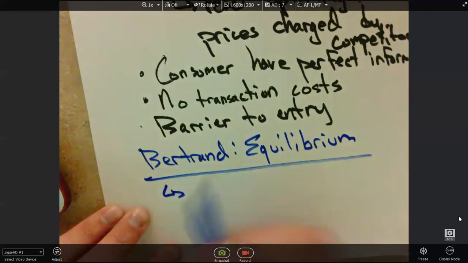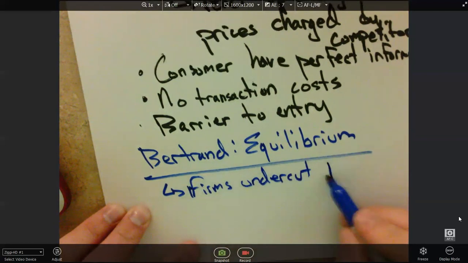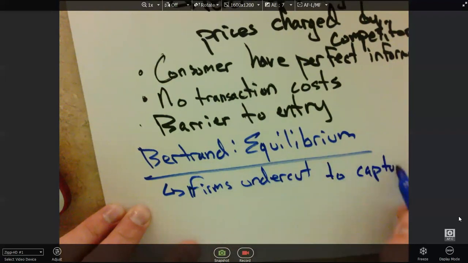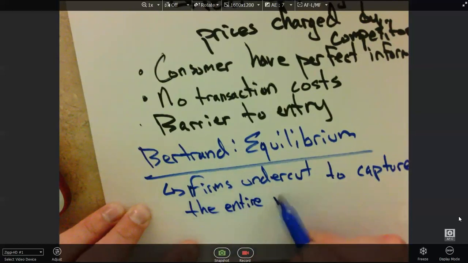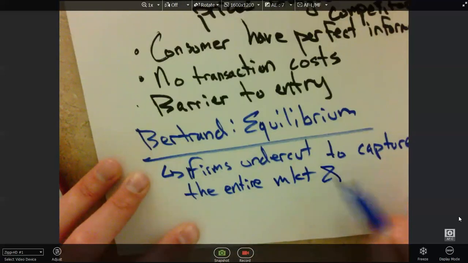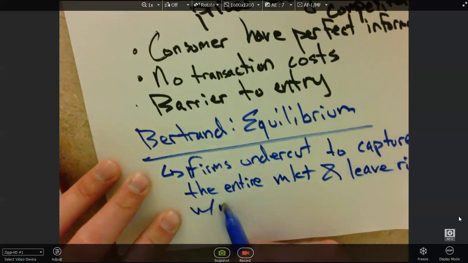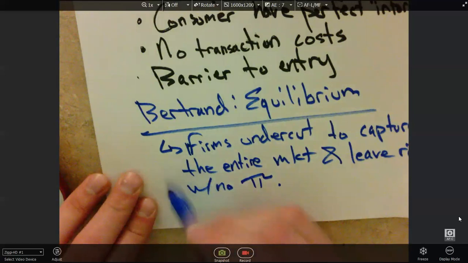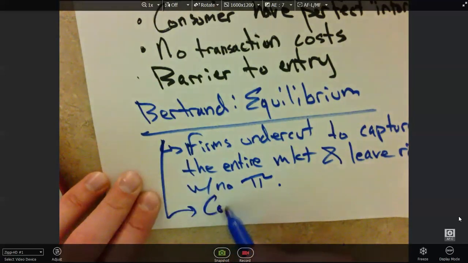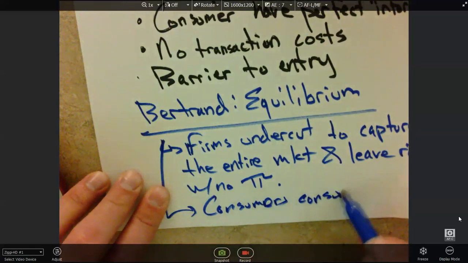So it implies that the firms undercut to capture the entire profit or the entire market and leave rivals in the cold with no profit. And what's going to happen as well? What are the consumers going to do? Consumers consume the low price.